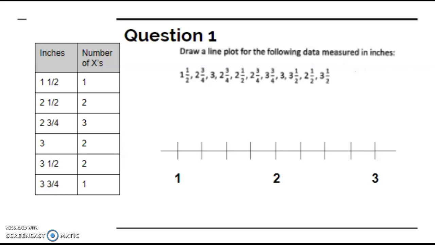Alright, so we have 1 and 1/2 represented. We have 2.5, which is right here, represented twice. We have 2 and 3/4 represented 3 times. I believe that is it, at least for this part of it so far. So, the other pieces of information are right here for you to be able to draw the rest of your line plot.